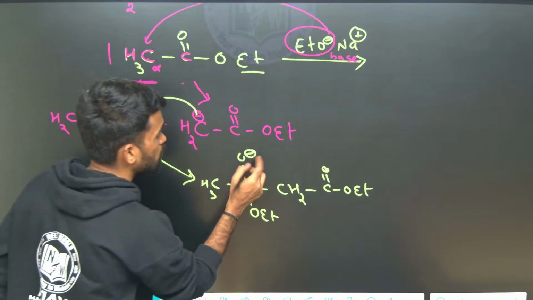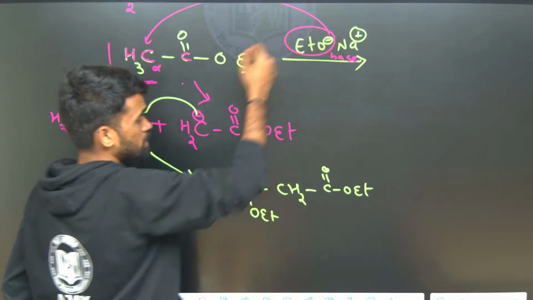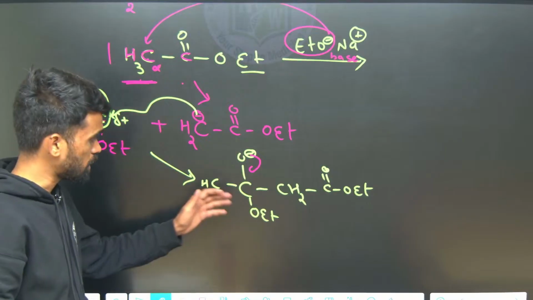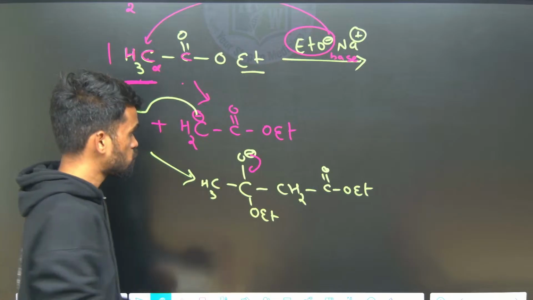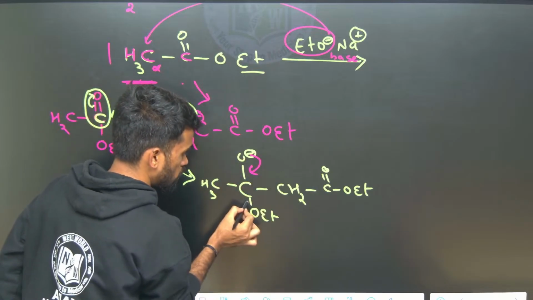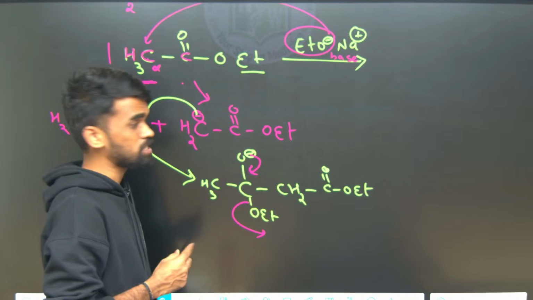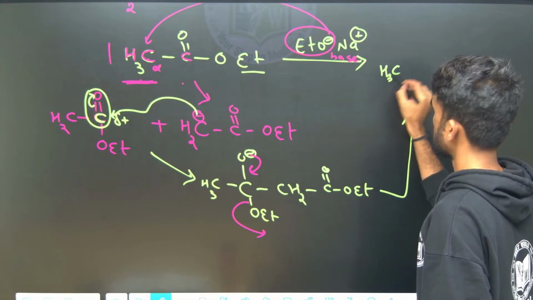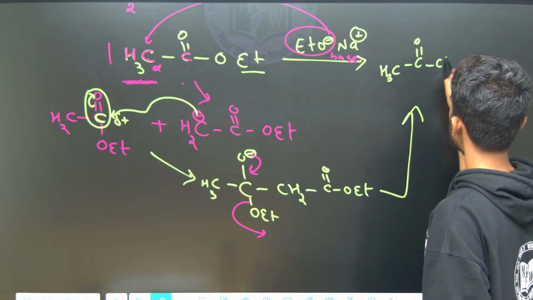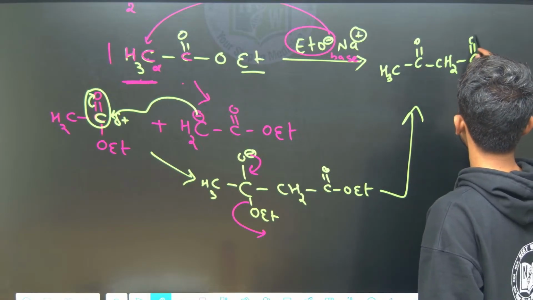This O minus will be given back because the reaction is taking place in a basic medium. So something has to be removed out here, because O minus will not stay like that. So it will be given back, so the ethoxide ion is coming out. So what is our final product formed? See, CH3, C double bond O, CH2, CO, OEt.